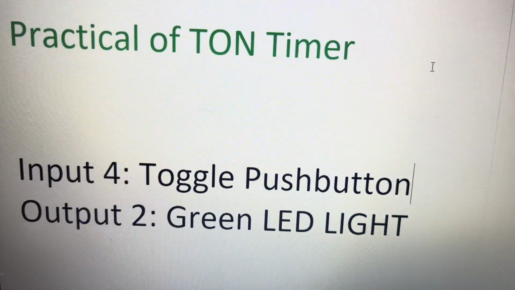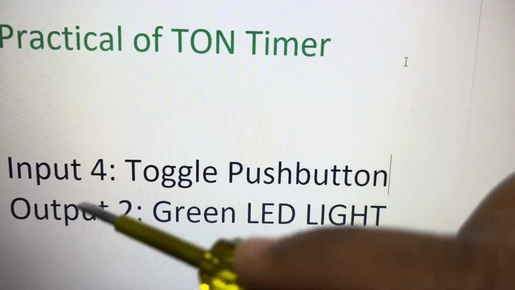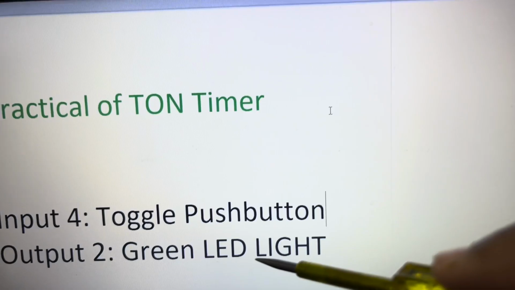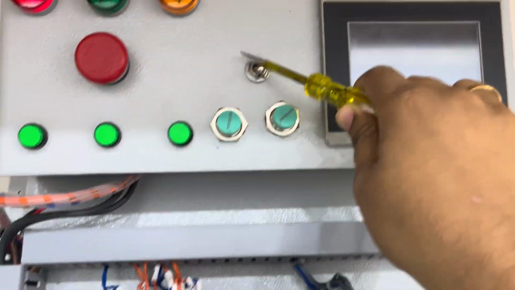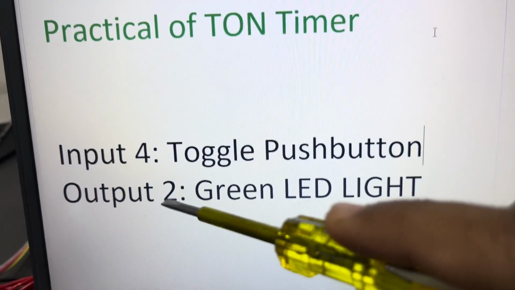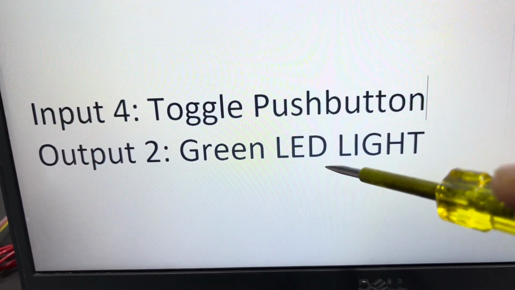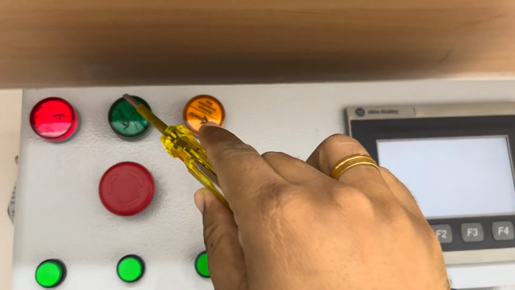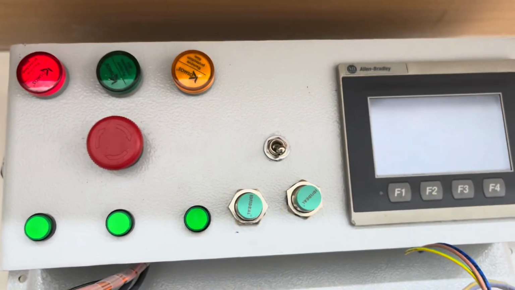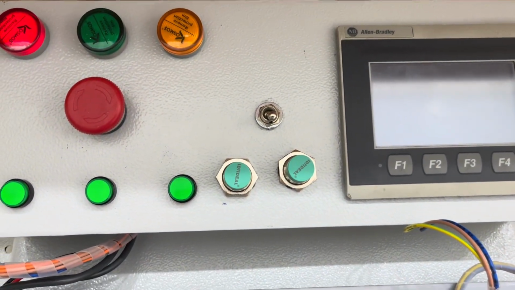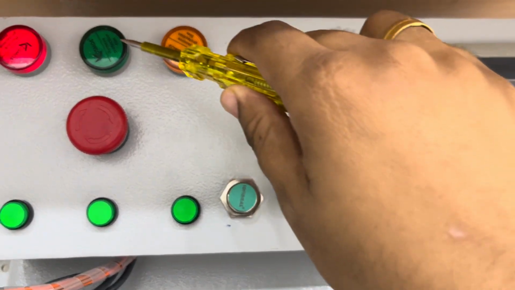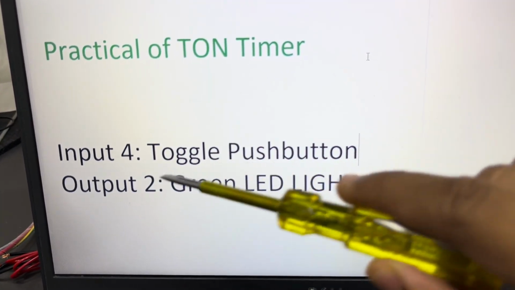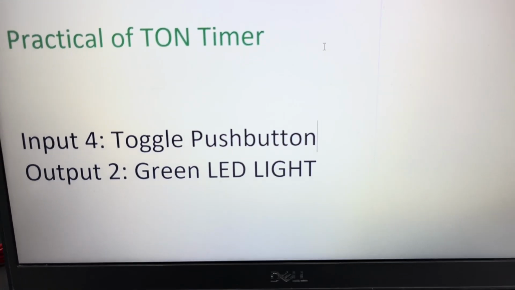Here we have used one input and one output. Input 4 is my toggle push button. If I press this input, my green LED light, which is connected to output number 2, will be turned on after a few seconds of delay. This is the program I want to make. If I turn this on, after 10 seconds of delay my LED light should get on. So input 4 is the toggle push button, and output 2 is my green LED light.